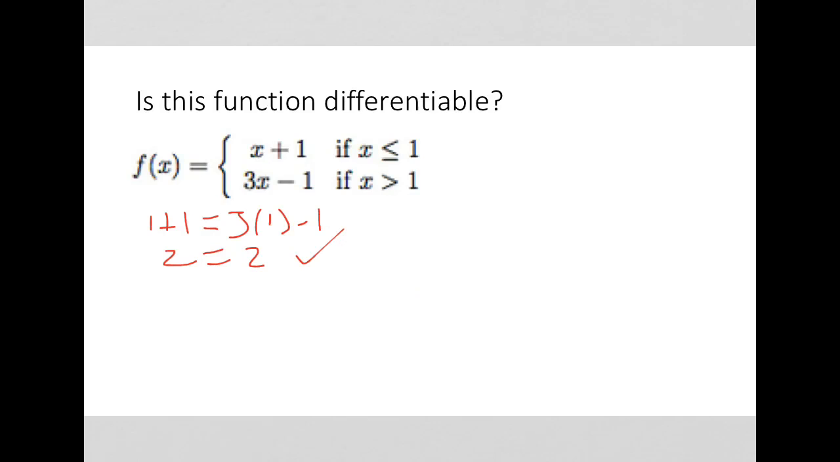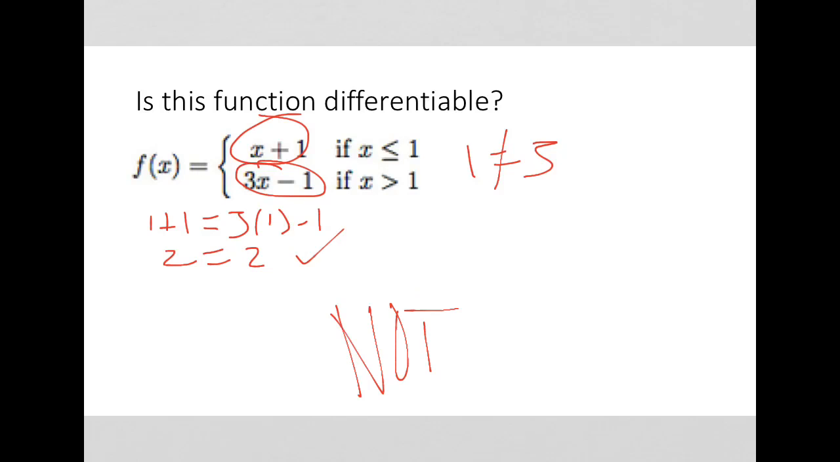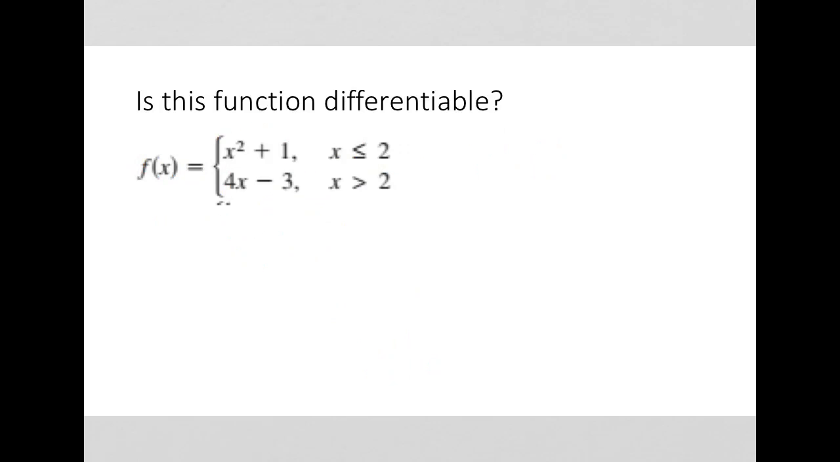But now we also need to show that it is differentiable by showing that the derivatives are either equivalent or not equivalent if it's not differentiable. So if you think about that function, the derivative of x plus 1 is 1, and the derivative of 3x minus 1 is 3. 1 is not equal to 3, so the derivatives are not equivalent at the x value of 1, so this function is not differentiable. Let's look at another one here.